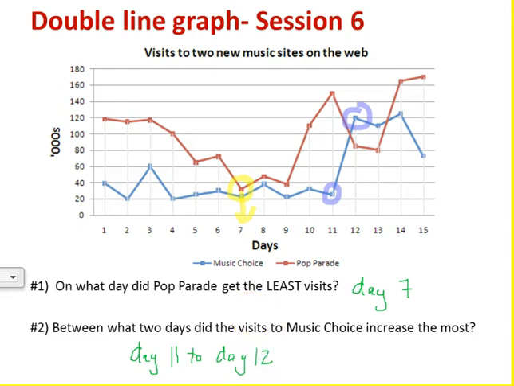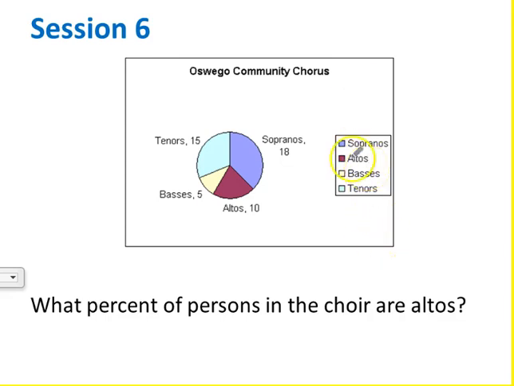So you guys are going to look at double line graphs in session 6 and answer questions about double line graphs. You're also going to look at circle graphs. You might have heard them as pie graphs in the past, but circle graphs. So circle graphs are another way to show data comparing parts of a whole. And in this case, what is this circle graph all about? It says Oswego Community Chorus. So it's a certain place, their chorus, and the different breakdown of types of singers that they have in that chorus. So there's 15 people who are tenors, there's 18 people who are sopranos, there's 10 that are altos, and 5 that are basses.